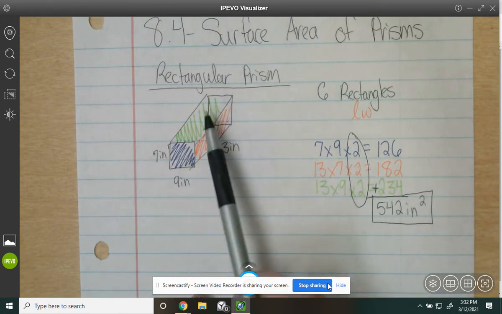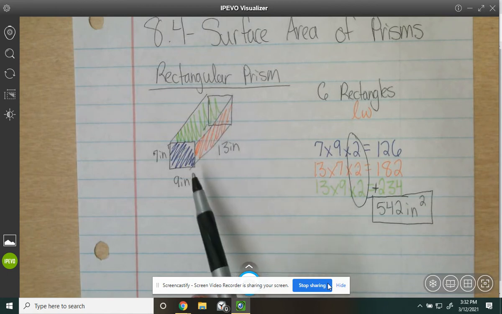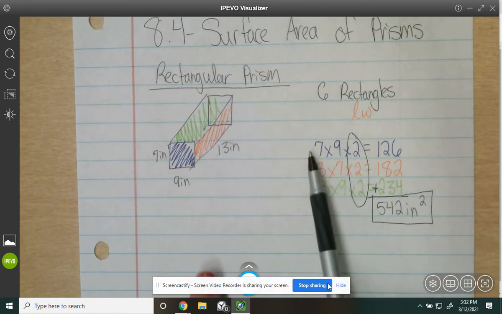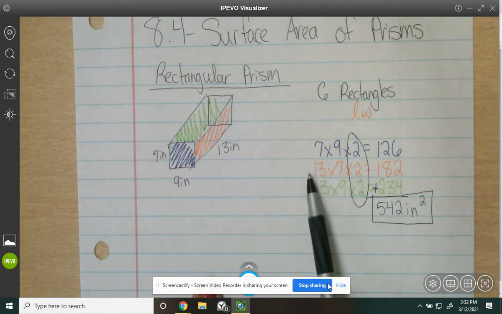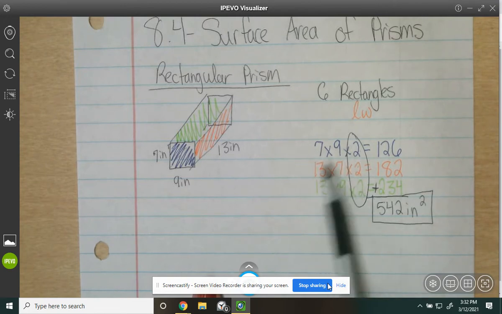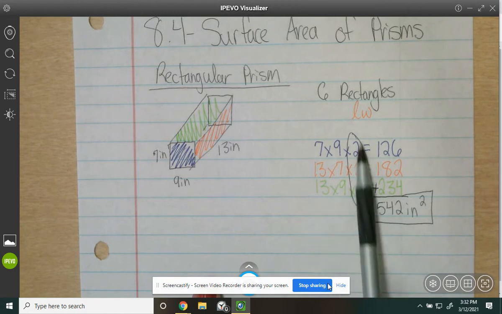If the different faces and what belongs to what confuses you, don't worry about that. I took 7 times 9, then I took 7 times 13. Then I took 9 times 13 because I was done using the 7. So as long as you multiply the variety, you're good to go.